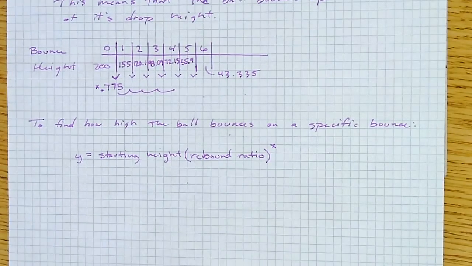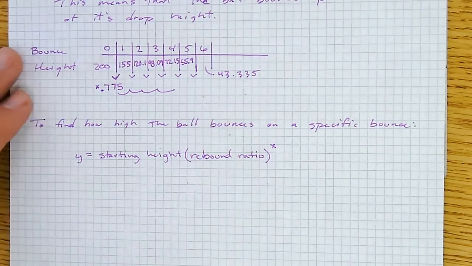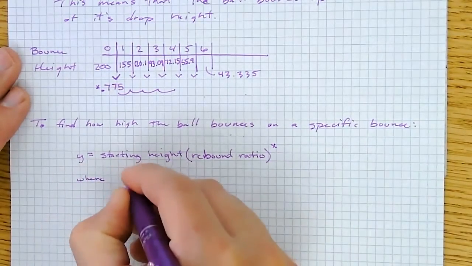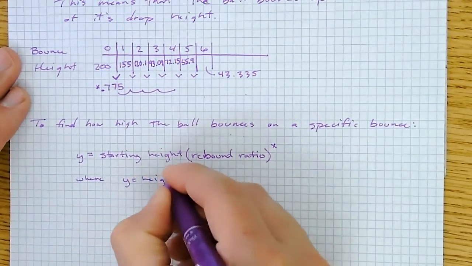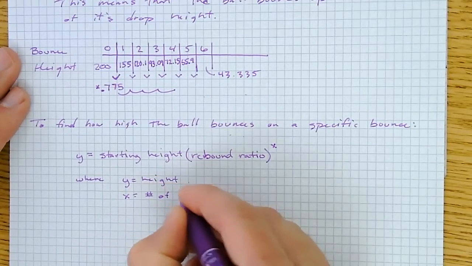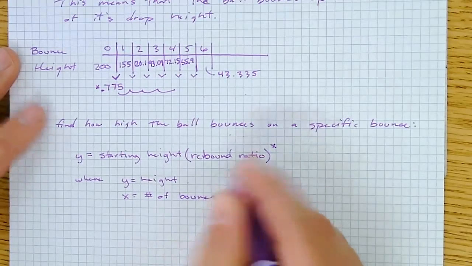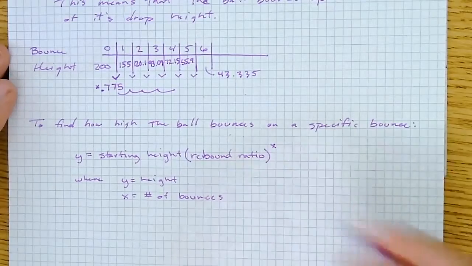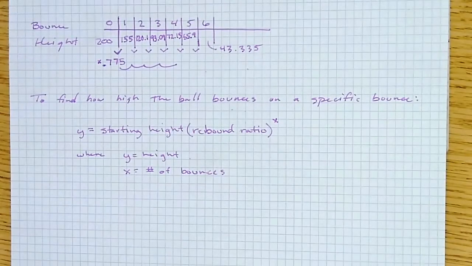If we want to find out how high a ball is going to bounce on a specific bounce, we have a formula for that. That formula is going to be y equals your starting height times your rebound ratio raised to the x power, where x is going to be the number of bounces.